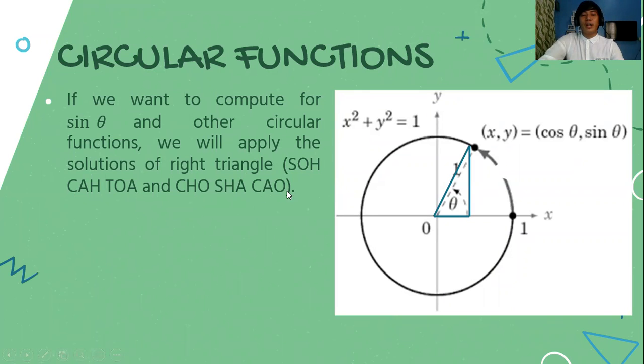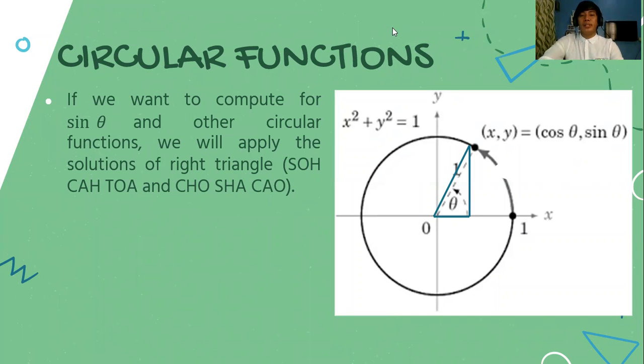For COSACAO, I know that you know this from your grade 9 mathematics. We have the cosecant theta, which is equal to hypotenuse over opposite side. We have the secant theta, which is the hypotenuse over the adjacent side. And we have cotangent theta, which is equal to adjacent side over the opposite side.